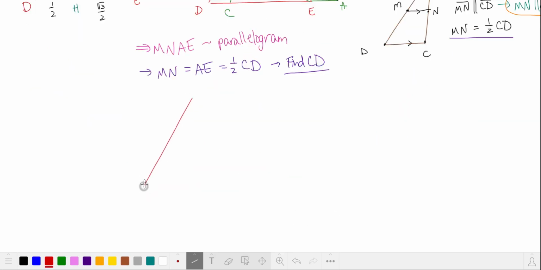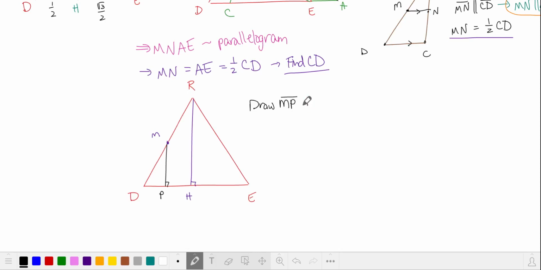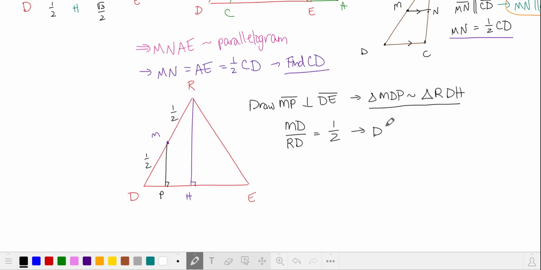An AIME hack is to redraw your diagrams when they get too complicated. So I'm going to redraw triangle RED. I'm going to draw this segment MP so that it's perpendicular to side DE. So we can see that triangle MDP is similar to triangle RDH. M is a midpoint, so MD and RM are the same length, 1/2. So the side length ratio of these two similar triangles is 1:2. This means DP is 1/2 of DH.